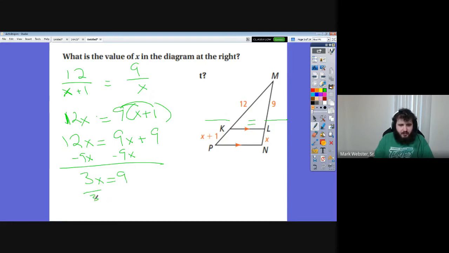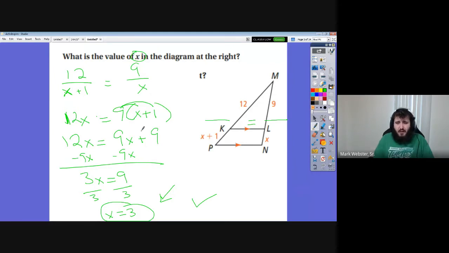Divide both sides by 3. That is x. Let's go back to the instructions and make sure that we have done what we were asked to do. What is the value of x? Well, we found the value of x. So we know that we did it right.